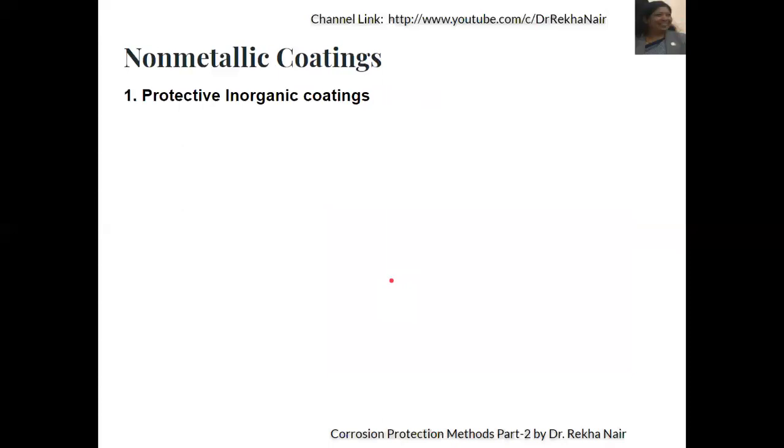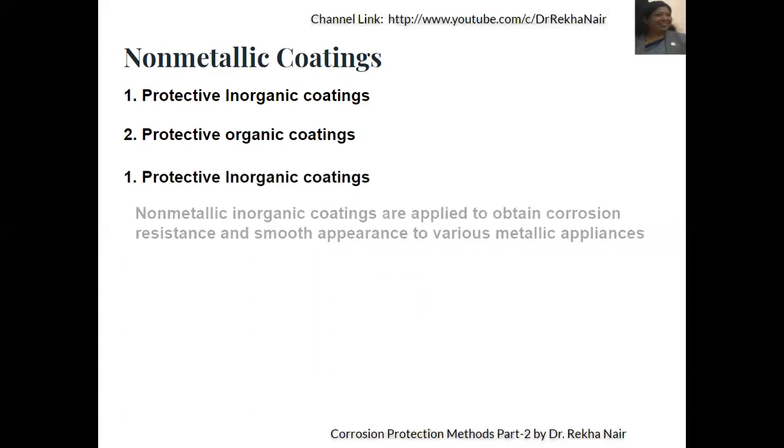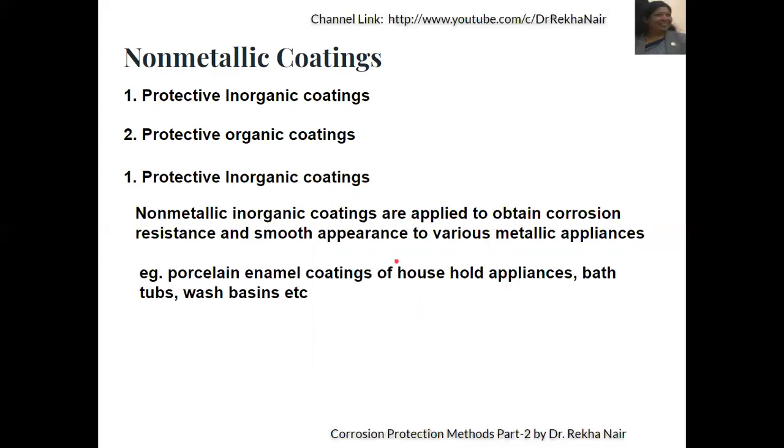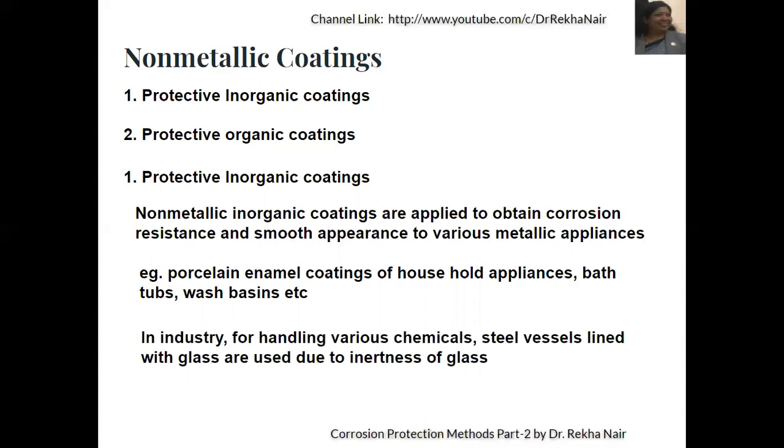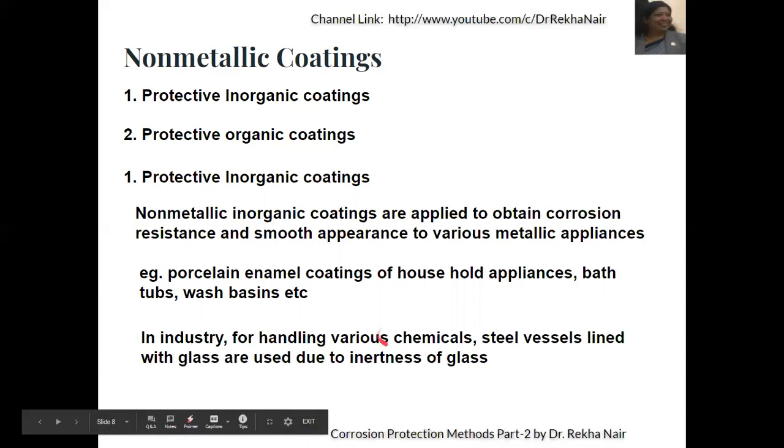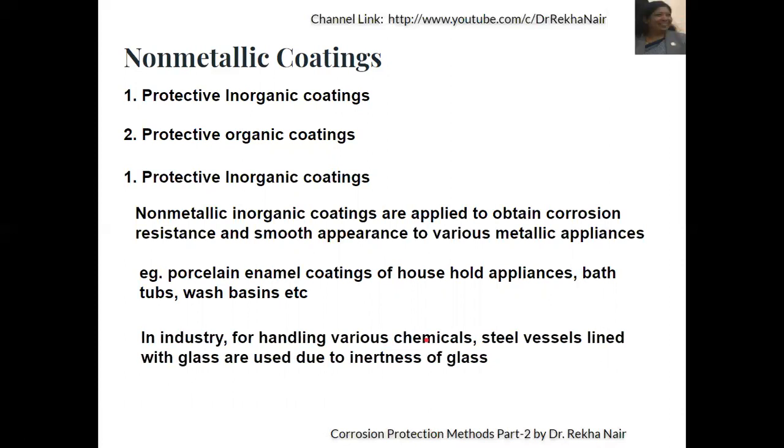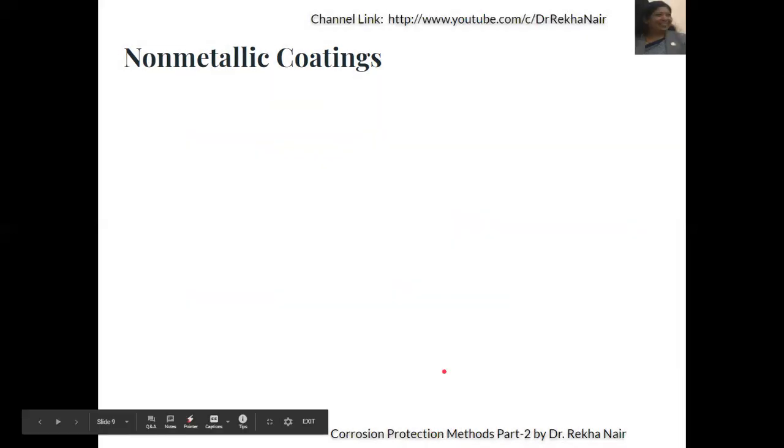Now, we have non-metallic coatings also. We have both inorganic and organic. Inorganic coatings are generally applied to obtain corrosion resistance and smooth appearance for various appliances. For example, porcelain enamel coatings on household appliances, bathtubs, wash basins. These are non-metallic inorganic coatings. In industry, for handling various chemicals, steel vessels lined with glass are also used due to the inertness of the glass.